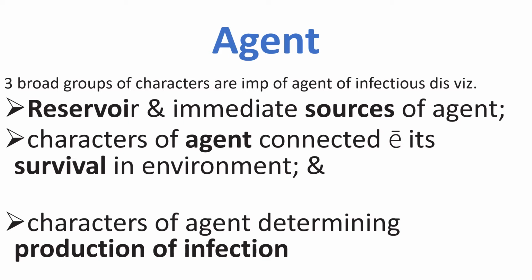Agent. There are three broad groups of characters important about the agent of an infectious disease. First, reservoir and immediate source of agent. Second, agent survival in the environment. What leads to this survival and what prevents this survival. Third, characters of the agent determining production of infection.